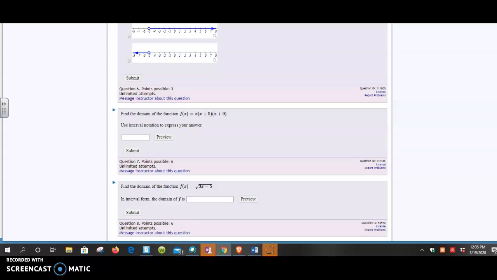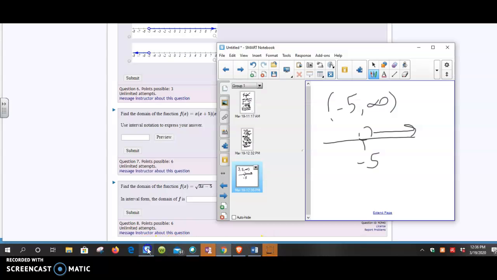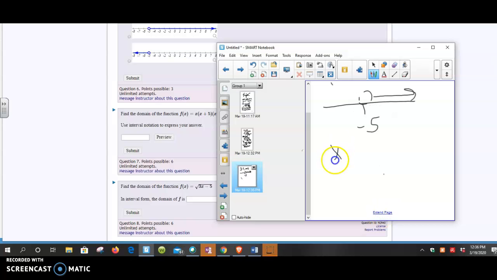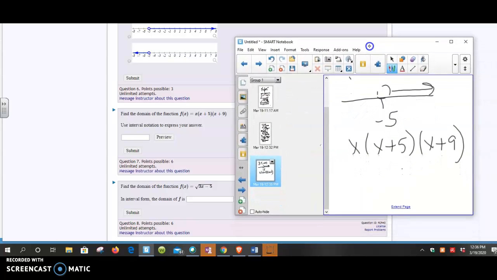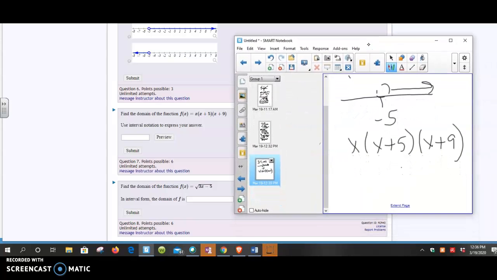Next, we have: find the domain of the function, use interval notation. So it's x plus 5, x plus 9. So we have to know what are the possible values for the domain using interval notation.